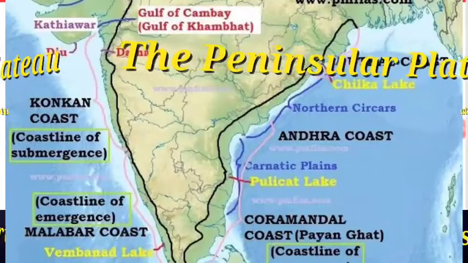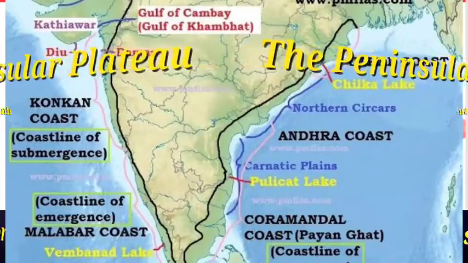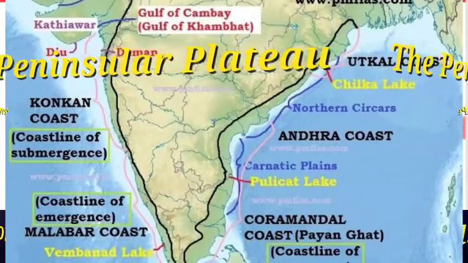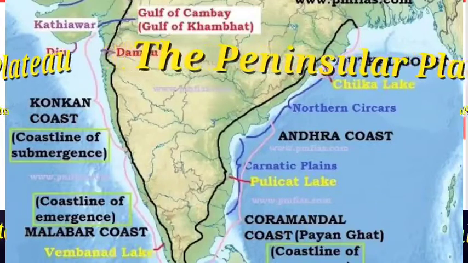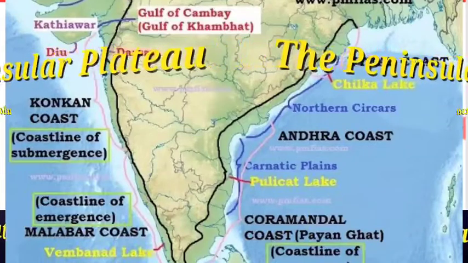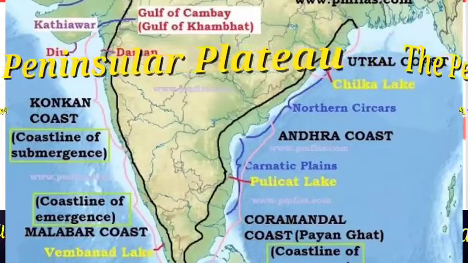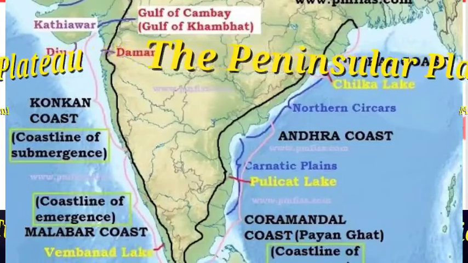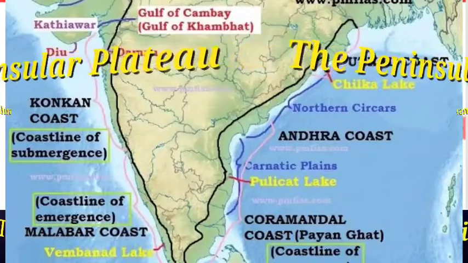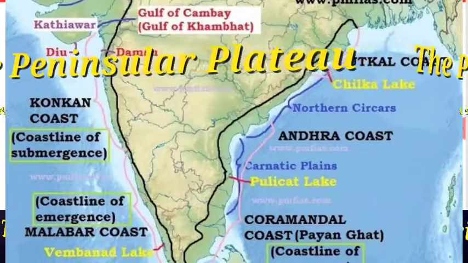Now we will discuss the Peninsular Plateau region. The Indian plateau is also known as the Peninsular Plateau. It consists of ghats and plateaus. It is surrounded by the sea on three sides: east, west and south. Eastwards is the Bay of Bengal, west the Arabian Sea, and south the Indian Ocean.